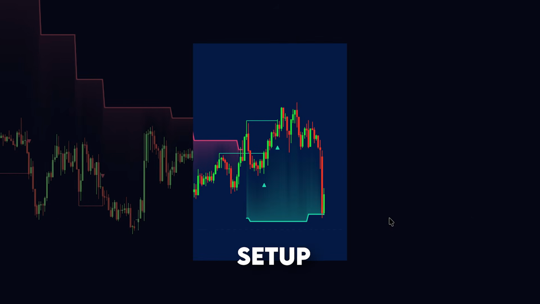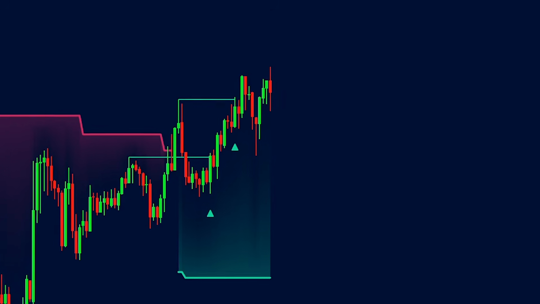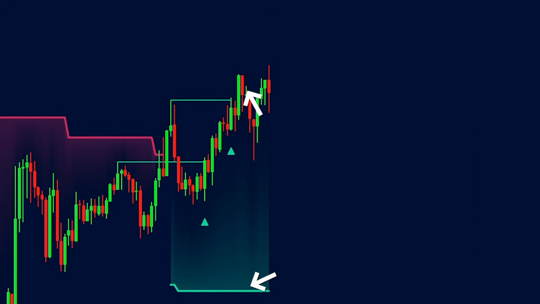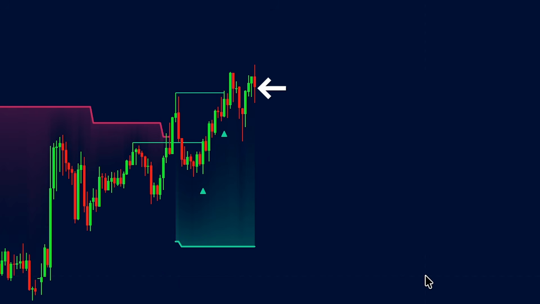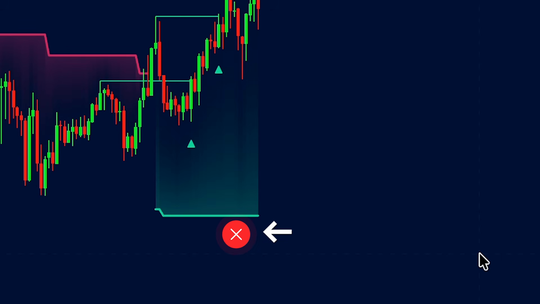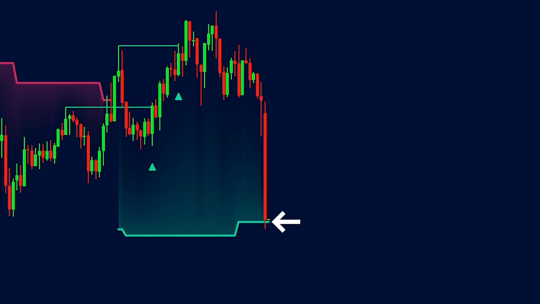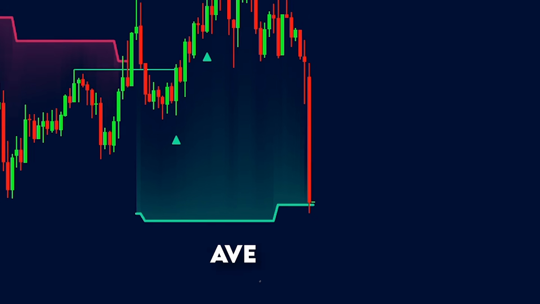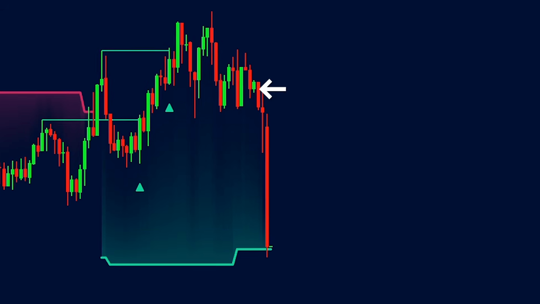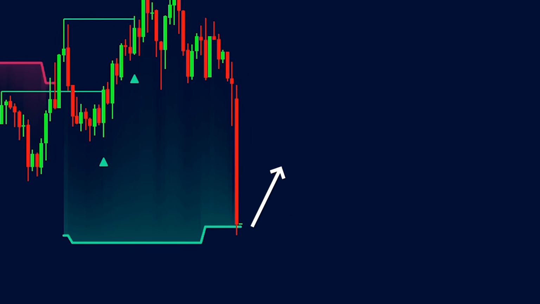Part 2 is the setup. Pull back to the band. Now you wait. Don't chase price when it's extended away from the band. You want value, and value comes when price pulls back toward the band. Not through it necessarily, just toward it. In a green state, watch for price to retrace back down toward that green band. The band acts as dynamic support because it's made of averaged pivot lows, areas where buyers stepped in before. Now when price pulls back to it again, it means buyers are likely to step in again.